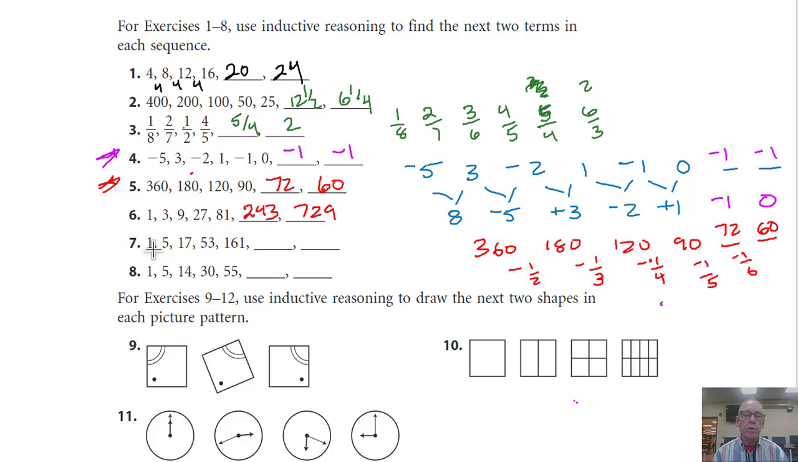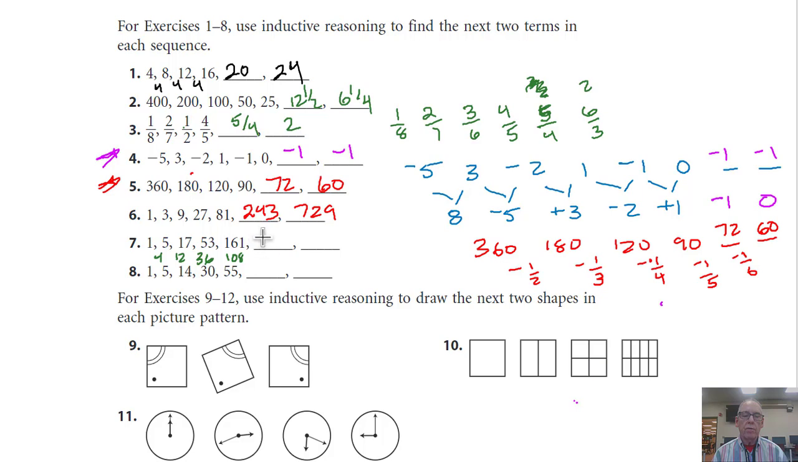Okay, looking at number 7, I'm thinking this is going up by 4, from 1 to 5 is plus 4. Then you're going up 12 as you go to 17. Then you're going up 36 as you go to 53. Then you go up 108 as you go to 161. So each one of these is increasing by a multiple of 3. So we're going to add 3 times 108, or 324, to 161.